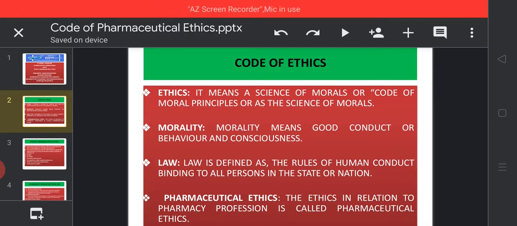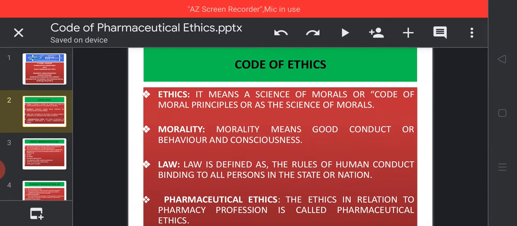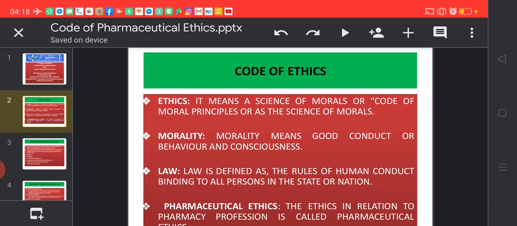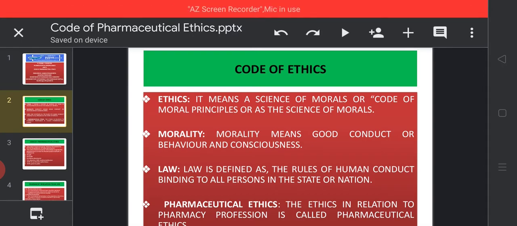Here we are with morality. Morality का मतलब क्या होता है? When we talk about moral science, तो moral means what? Moral means good conduct. Moral means good behavior, good consciousness. Means what are your conduct? What are your behavior? This comes under morality. आपका कंडक्ट कैसा है, आपका बिहेवियर कैसा है, ठीक है.